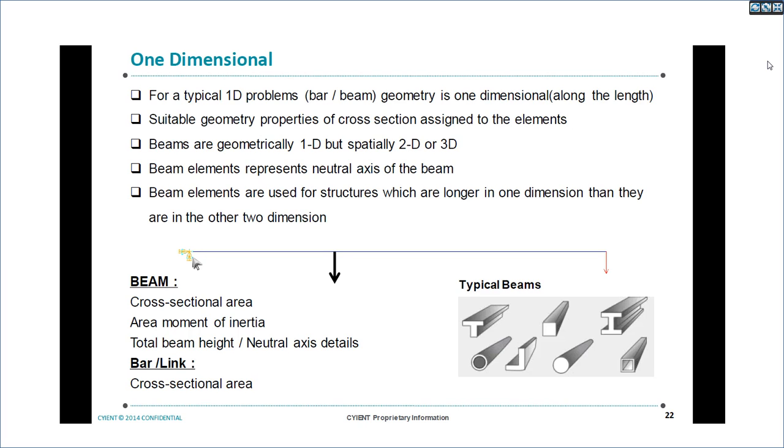So we need to have cross section details. What type of cross section? We will typically give the cross sectional area, moment of inertia, and total beam height for a beam. For bar and link, we will give the cross sectional area only.